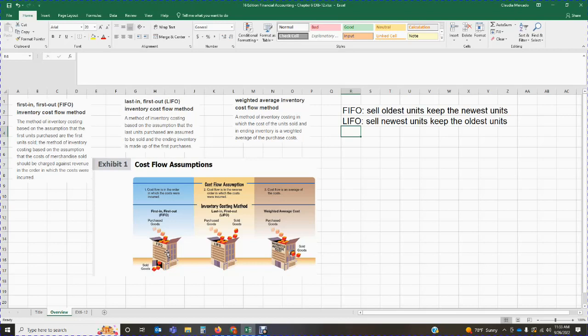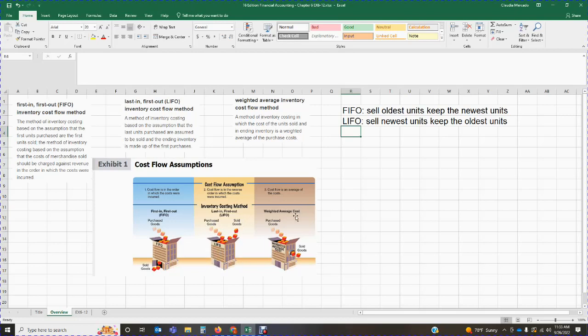Now, for LIFO, that kind of switches up a little bit. The cost flow is in reverse, in the reverse order in which the costs were incurred. So here what happens is you purchase the goods and then you sell the goods that you just purchased. It's kind of like you're keeping the old items that you already had in storage, and as you're buying new product, you're selling those right away. So they're coming in and out, and your old items are just being maintained in that inventory.